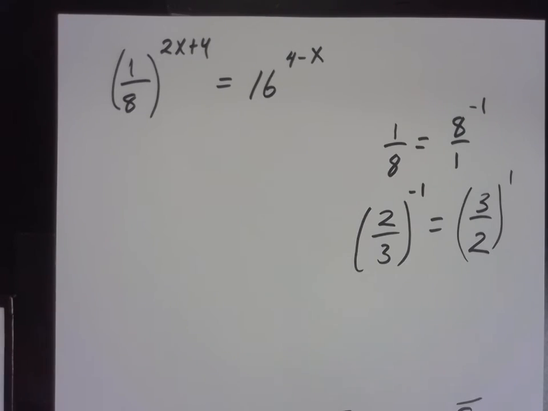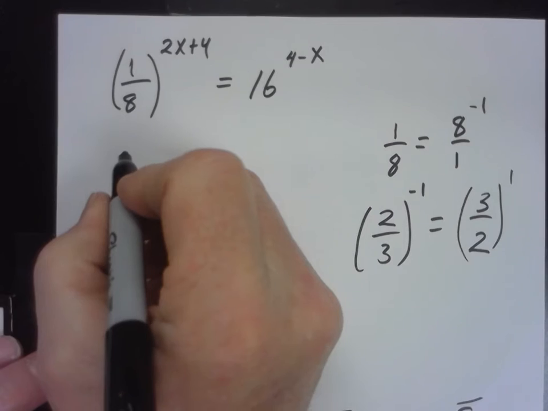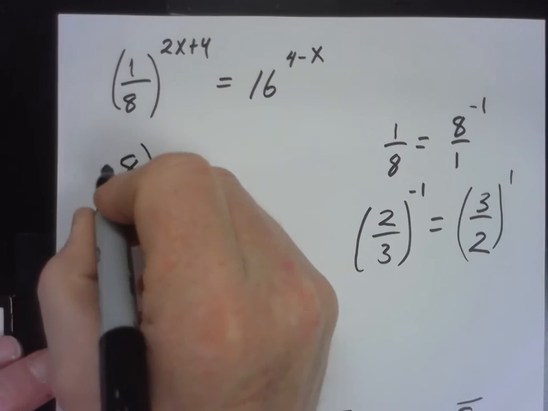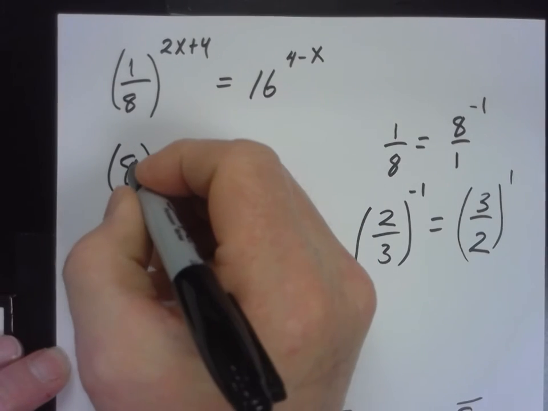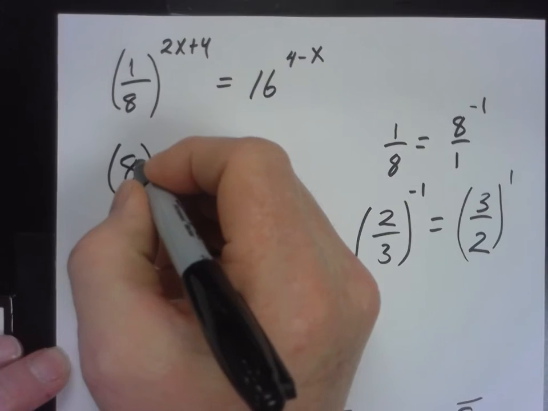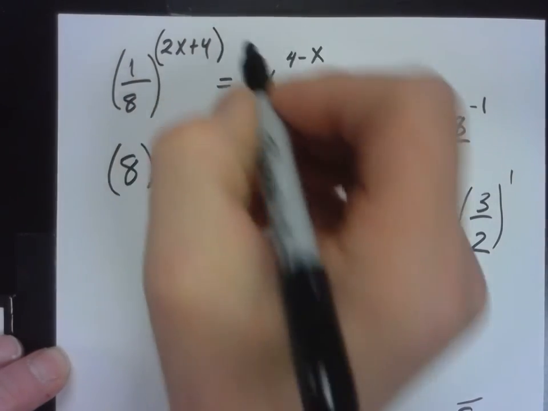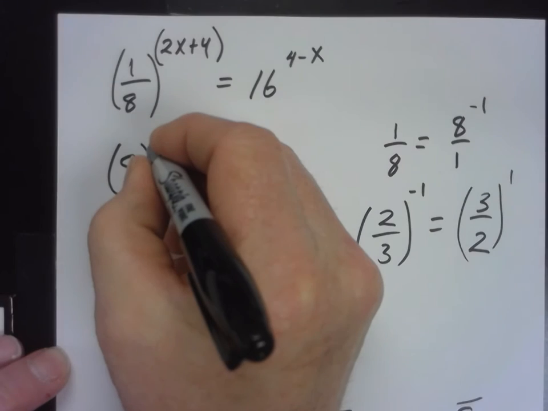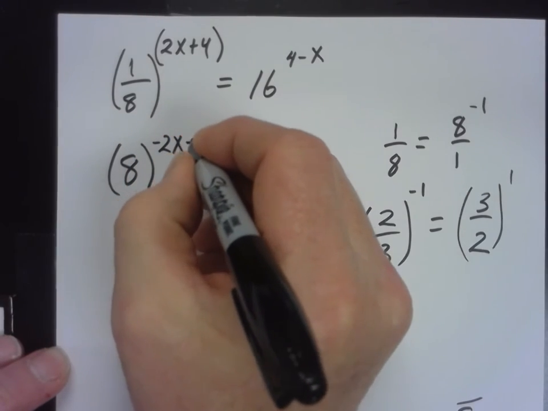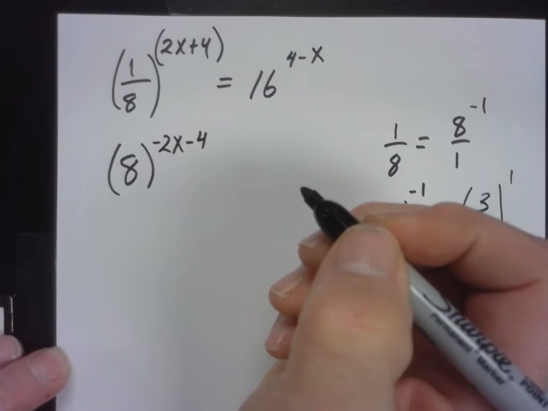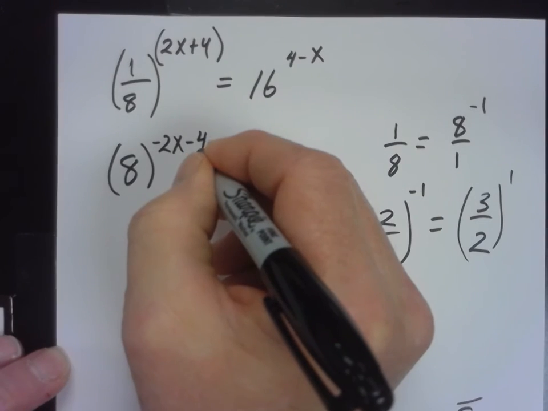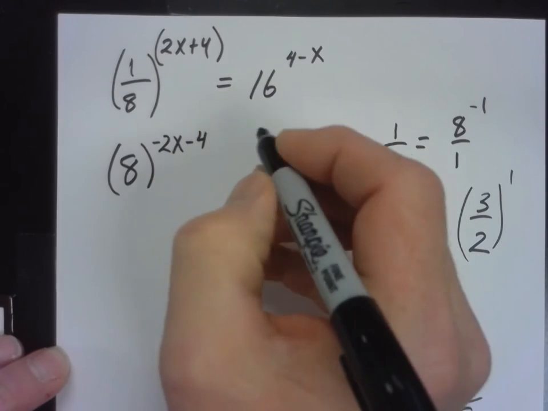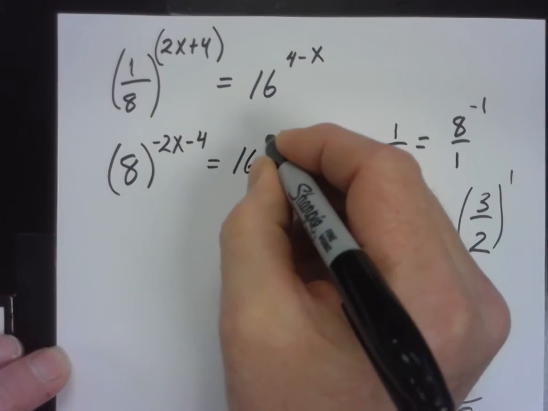Okay. So right here, I can change that to 8 as long as I raise it to the what power? -1, which means this exponent would have to be multiplied by -1. What does that give me? -2x subtract 4. Subtract 4? You going to use the distributive property? Okay, and then on the other side we've got 16 to the 4 minus x.